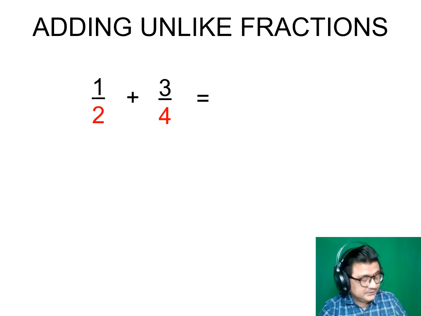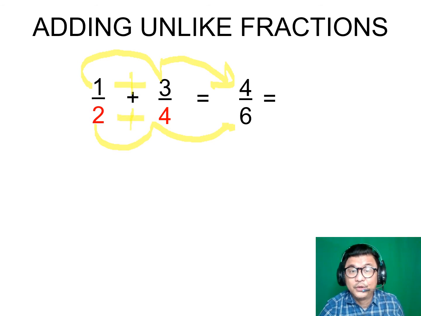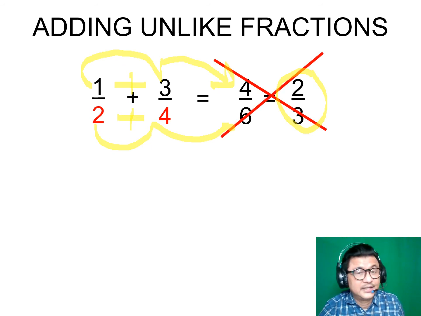But first, check this out. How do we add the wrong way? So kids will do this. 1 plus 3 equals 4, the one on top. Then the bottom, they do 2 plus 4, 6. They just add the numbers by row. And then they get lowest terms, 2/3. Okay, they think it's that way. Take note, you cannot do it that way. You cannot add the top, add the bottom because the denominators are not the same.